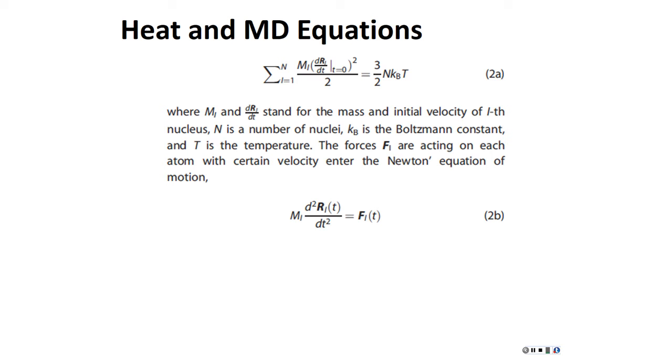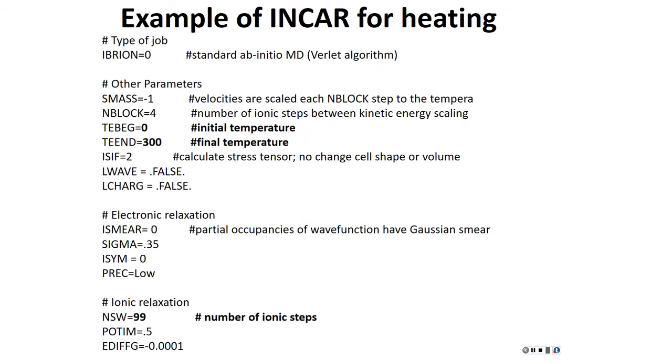k_B is the Boltzmann constant, T is the temperature. The forces acting on each atom give a certain velocity, which is then used to solve Newton's equation of motion. One of the first things for setting up a heating job in VASP is to grab the template for the INCAR. So here is the INCAR.